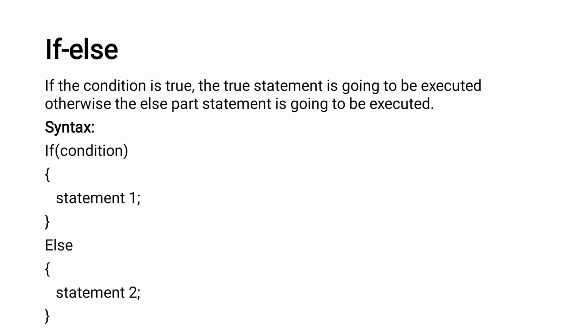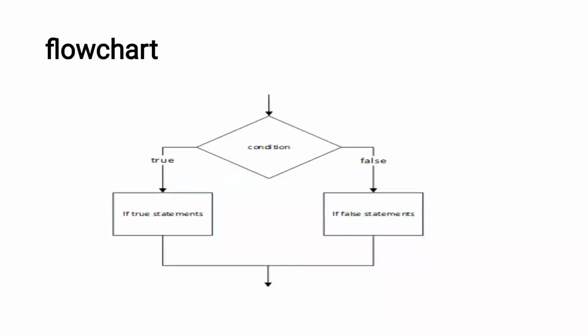Now let's go with the if else statement. If the condition is true, the true path statement is going to be executed. Otherwise, the else path statement is going to be executed. What is the general syntax? If condition is true, statement 1 is going to be executed. Otherwise, in the else path, statement 2 is going to be executed. So this is the general flow chart.